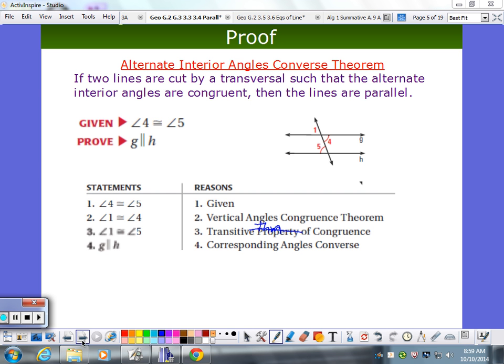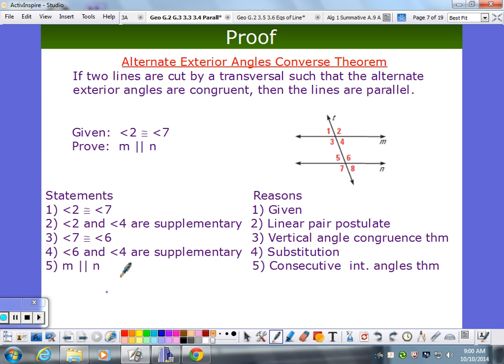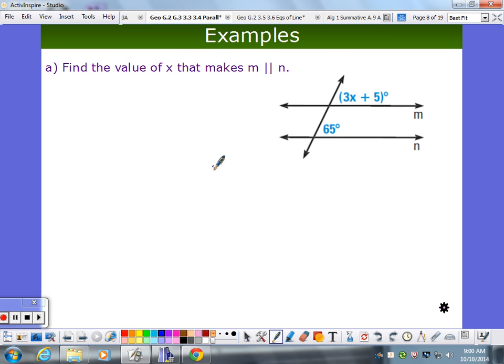Basically, the other proofs are very similar, so I am going to leave that with you. If you really like looking at these proofs, please do so. They are on the calendar for you to just chug through and follow them all the way through. So if you have supplementary consecutive interior angles, you will have parallel lines. And if you have alternate exterior angles that are congruent, then it must be that the lines are parallel, working backwards. So let's look at an example here.